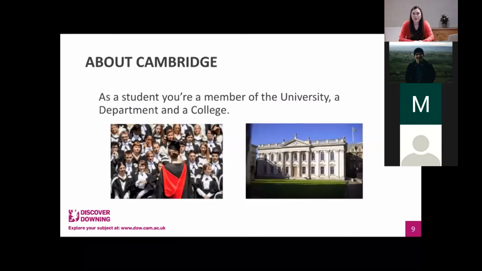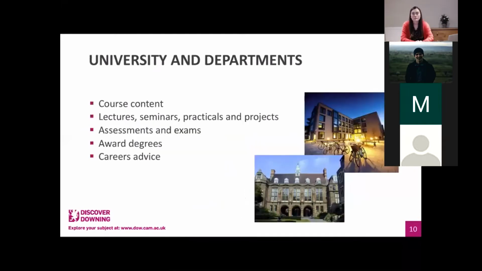About Cambridge then, it can be a little bit confusing because you've got the University of Cambridge, you've got the different subject departments, and then you've got those 31 colleges. So what are each of them responsible for and who are they? The economics department sets your course content. So what you're learning about is set by them. All of your lectures, your seminars, any practicals, projects, are all set through the department. And your assessments and your exams are also set by the department.